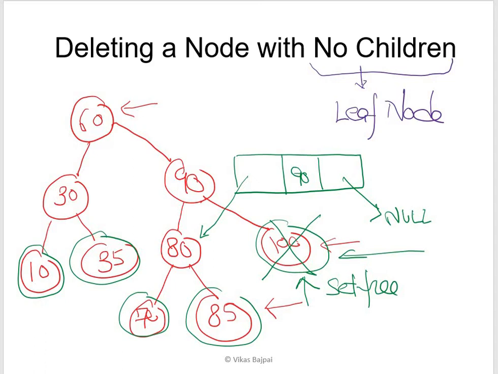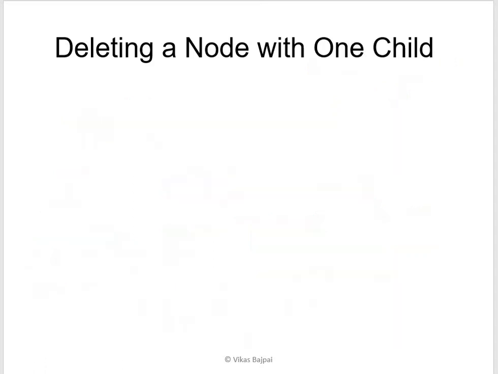Now in the next part, let's improve the complexity of it. So I'm going to delete a node with one child, right? So let's take another example, and let us take the same set of values, so you'll be feeling comfortable with the kind of examples which we are taking.